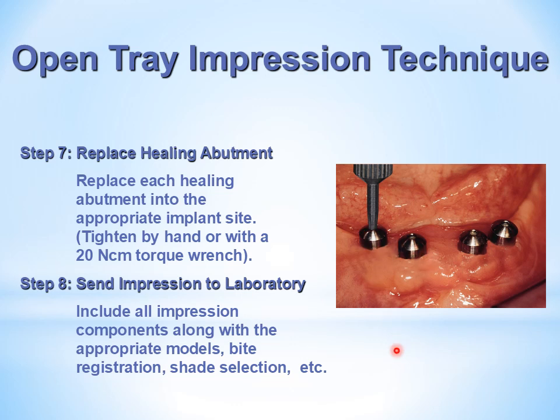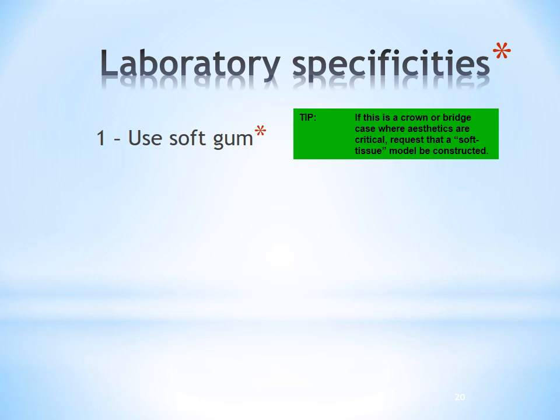All the impression components along with appropriate models, bite registration, and shade selection will be sent to the laboratory to complete the construction of the prosthesis. We can see here some of the laboratory specifications that must be used in the technique to continue the restoration. First, use of soft gum.